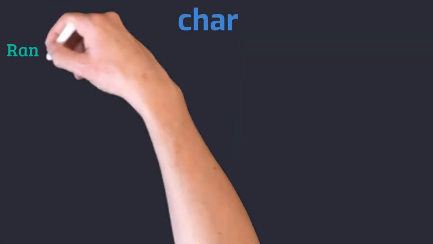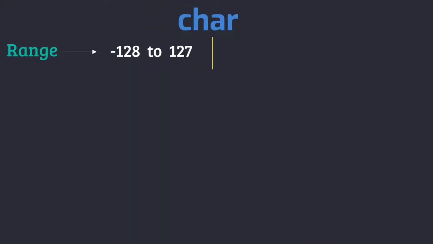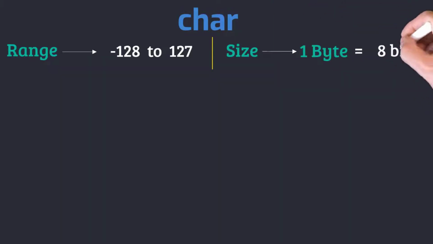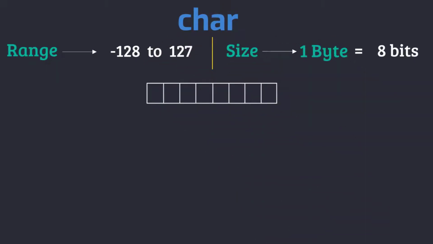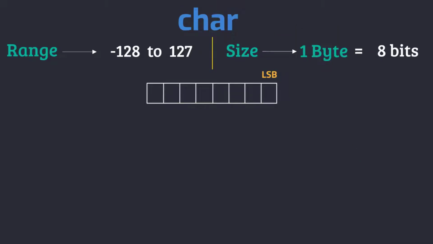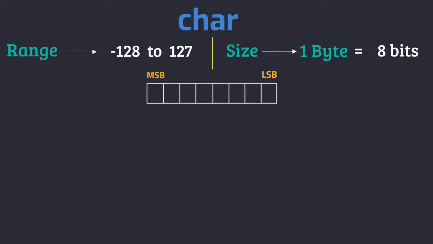In char data type we can store a range of numbers -128 to +127. And the size of this data type is 1 byte. As we know, 1 byte is equivalent to 8 bits, and we can represent 1 byte like that. This is our 1 byte block, which consists of 8 individual bits. The first bit is called LSB, least significant bit, whereas the last bit is called MSB, most significant bit. Now this MSB represents the sign of a number. If it is 1, then our number would become negative. If it is 0, then the number would become positive.